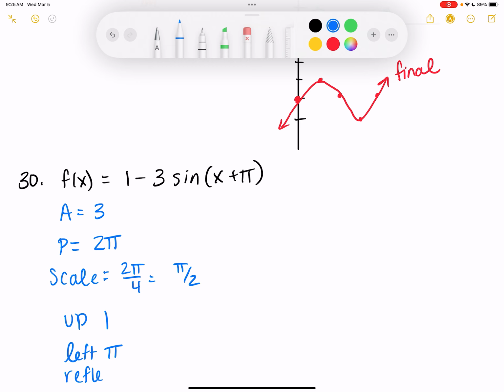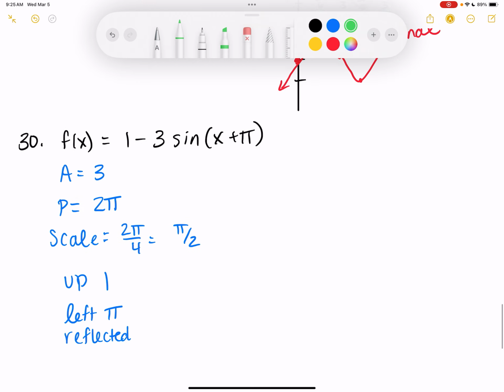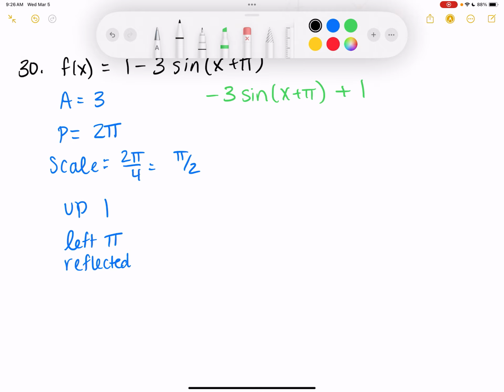Okay, now, if you had a hard time seeing this, we could have rewritten this equation as negative 3 sine of x plus pi plus 1, like this. That would put it in what you'd call standard form, so that you can see it better. Because, like I said yesterday, some people would try to say the amplitude was 1 in the original form, which is not the case. So if you need to rewrite it, rewrite it. All right, so we haven't had one that we were graphing that was reflected yet, so it'll be good practice on this one.